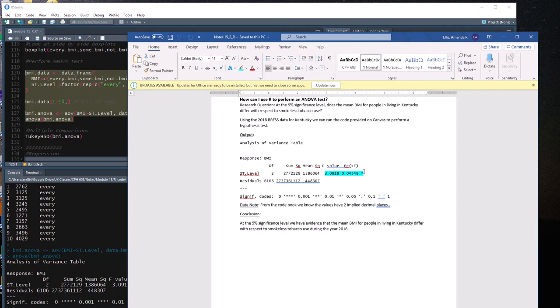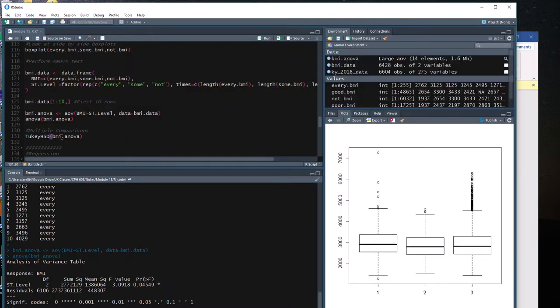Now the Anova test only tells us that there is a difference. It doesn't tell us where that difference occurs. So we could do a multiple comparison test. One such test is Tukey's test. To perform this test in R is fairly easy.